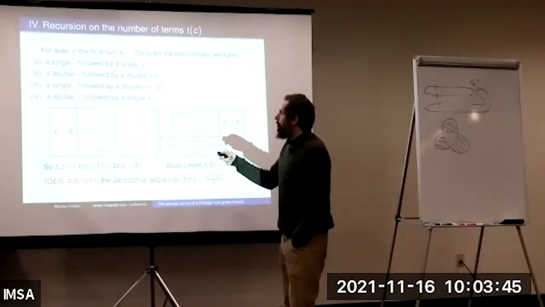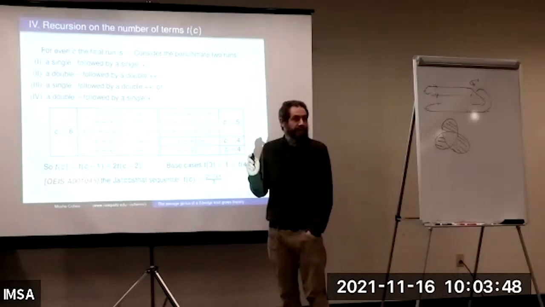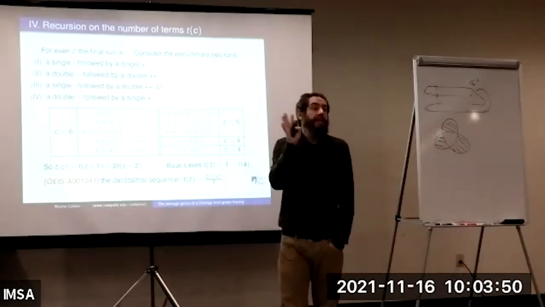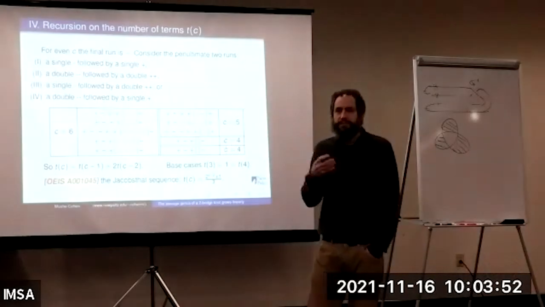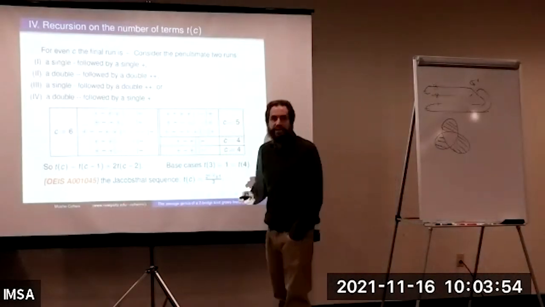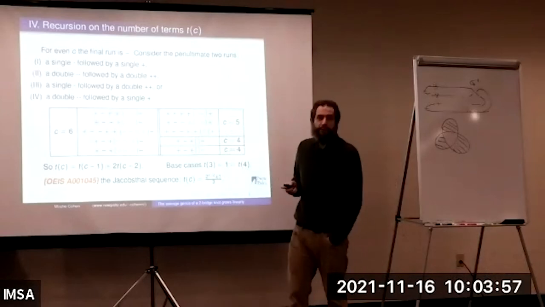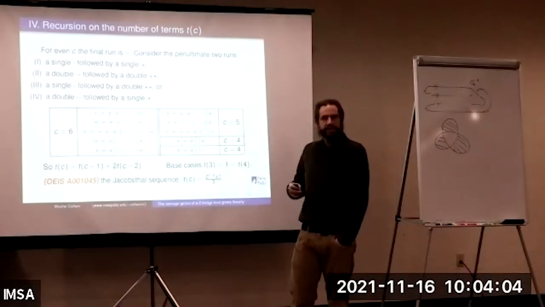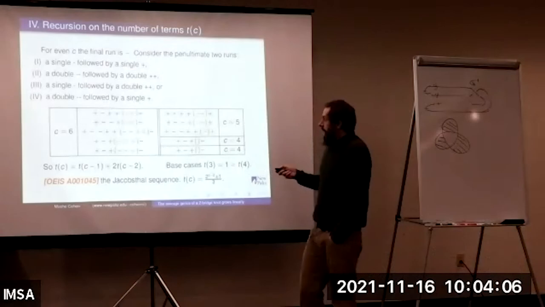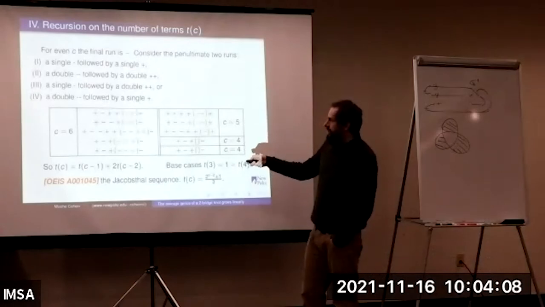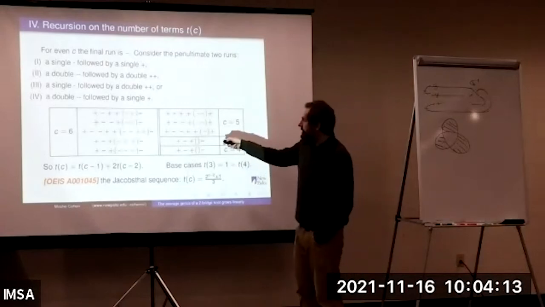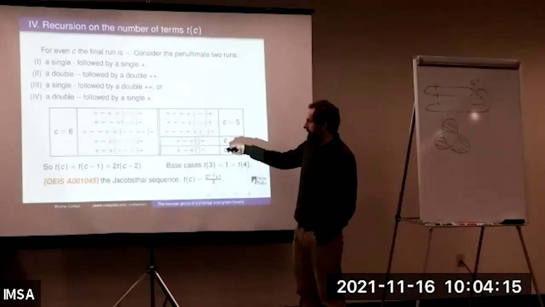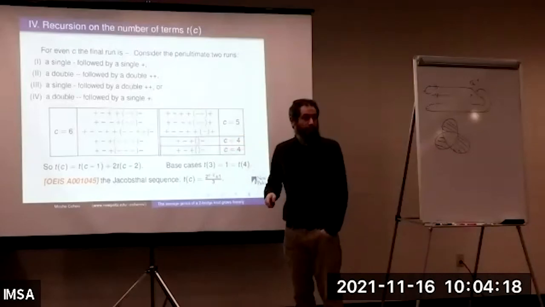The final crossing is always a single minus. Let's just take C to be even. It's either a single plus or a single minus, but when C is even, it's a single minus. Let's look at the two terms right before that. We either have single minus, single plus, double minus, double plus, single minus, double break. You can see the four cases. I took C is equal to 6 for an example, and this is a complete list here. And you can see this is case one, this is case one, this is case two, this is case three, and this is case four.